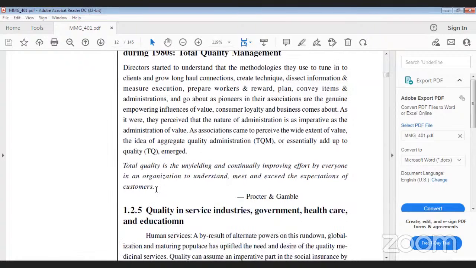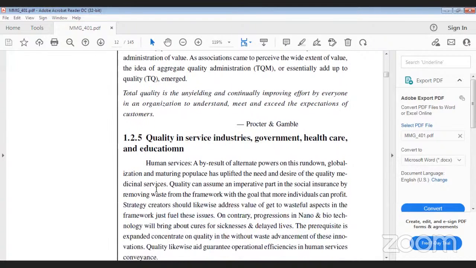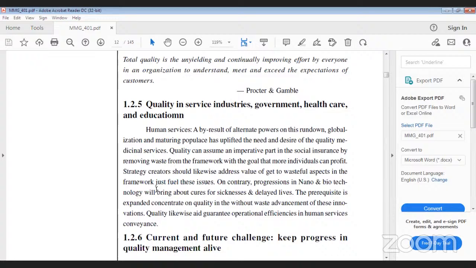Now there is point 1 to 5 here: quality in service, industries, government, health care and education also. Quality can be assumed an imperative part of health care in removing waste from the system so that more people can benefit also. Here policy makers should likewise address the equity to find inefficiencies in the system also of these issues there. Then there is quality likewise, ensuring operational effectiveness, and in health services and delivery also there.